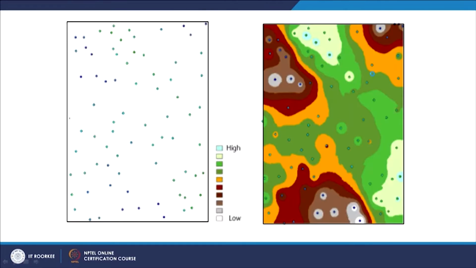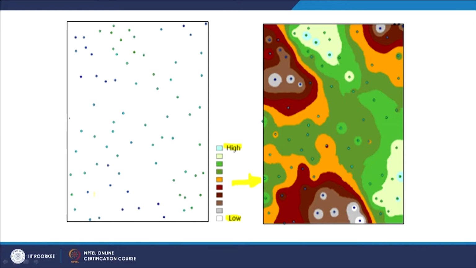This is another real example, where we have very low values and high values, and this is the interpolated surface. The input data is like this, and these colors are also for the point data as well. Then you can create a continuous surface, and here, additionally, the point layer has also been superimposed on it, so that we can correlate things very easily.